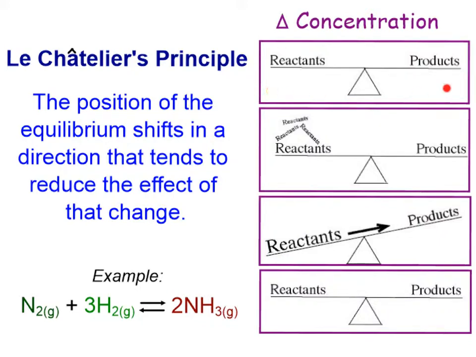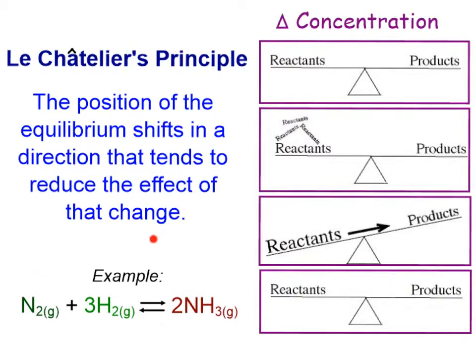So let's say we have our equilibrium. We have our reactants and our products, and they're in equilibrium. The forward rate is equal to the reverse rate. But we dump a bunch of reactants onto our system. We add more reactants. And look, we're tipping the scale. We have a lot of reactants here. You know what happens? This reaction will shift to the right and produce more products so that it is balanced again. It reduces the effect of that change.